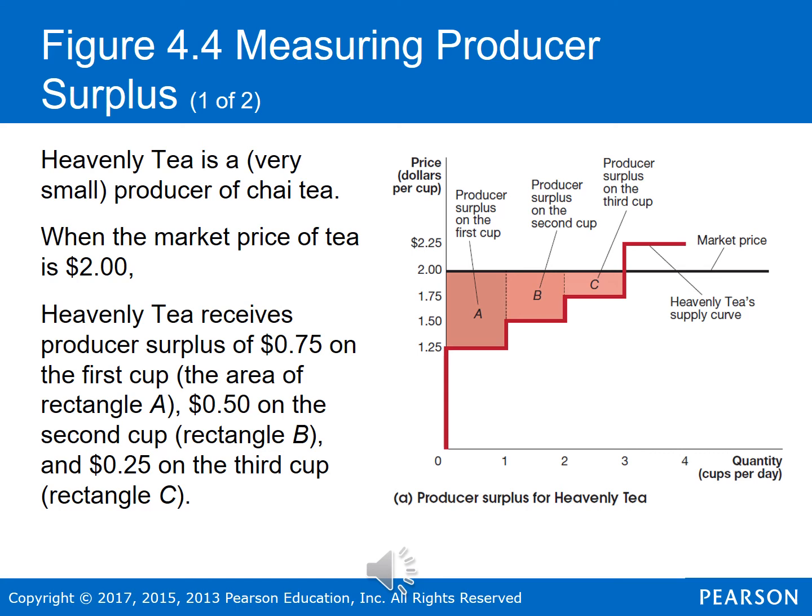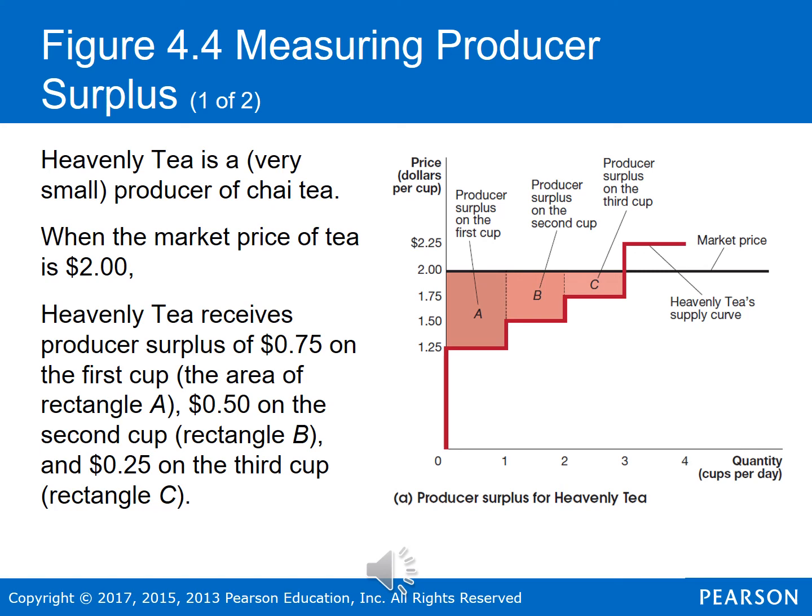For the third cup, it's going to cost them $1.75 to produce. And then the fourth cup is going to cost them $2.25 to produce. So now let's say that the market price for tea is $2. In this case, on the first cup, the producer surplus is going to be the difference between the price they receive, $2, and the lowest price they're willing to accept, or the marginal cost, which is $1.25. So their producer surplus is going to be 75 cents, the $2 minus $1.25. And that can be represented on the graph by rectangle A.